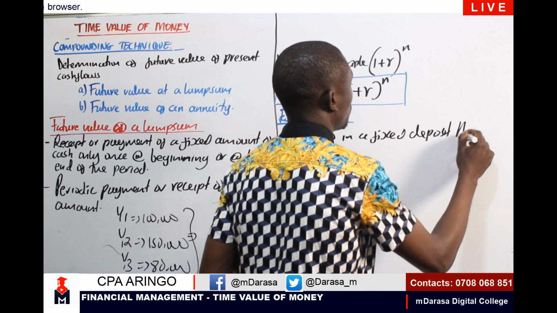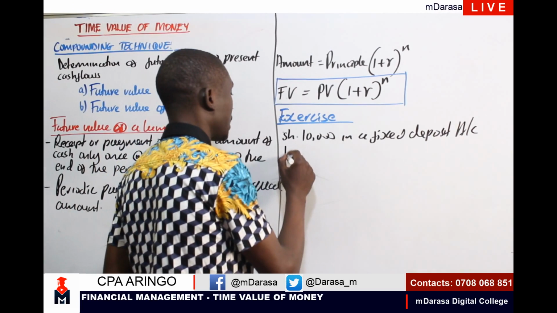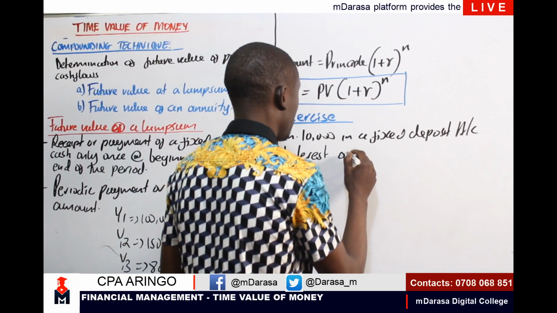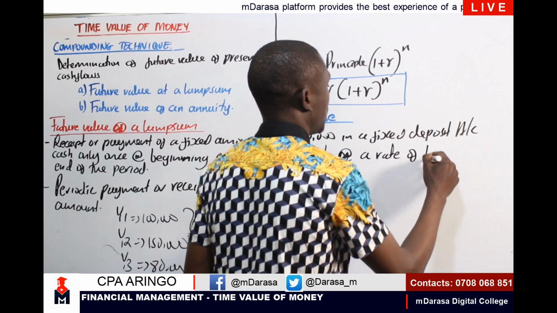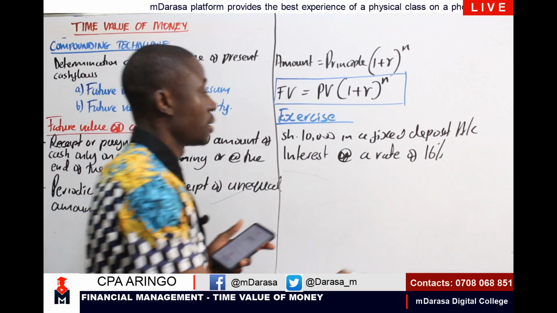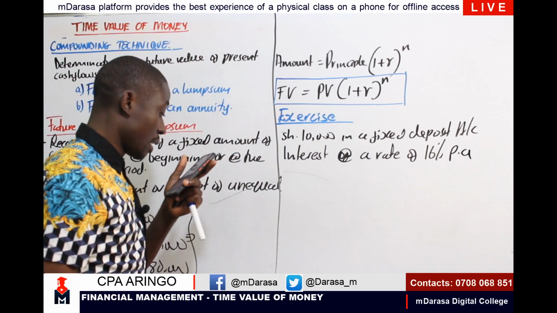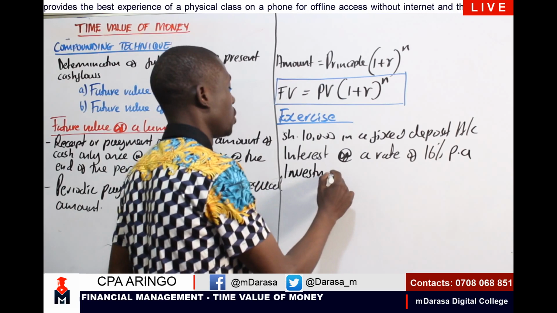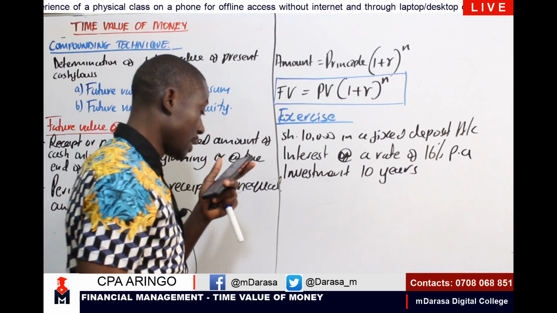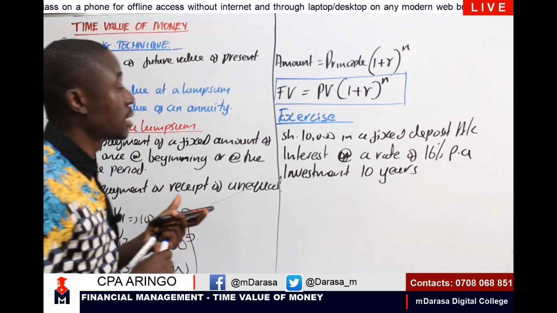Which attracts an interest at a rate of 16% per annum. If the investment period is 10 years, this is our investment period. So required here, we need to calculate the future value of this 10,000.